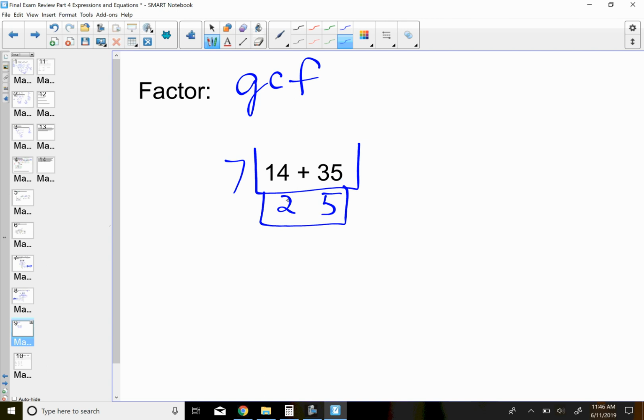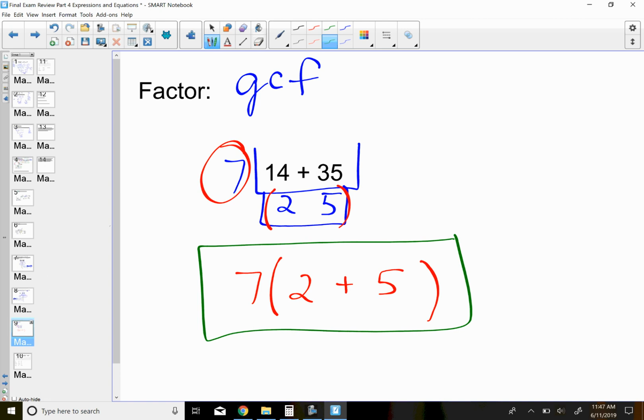Now 2 and 5 are both prime. There's nothing else they both share besides a 1. And if I'm going to put a 1 out here, it's not going to do me any good. It doesn't change the values. So the GCF is just the greatest number I take out front. So the GCF, if I factor this, I have a 7. Now to factor it is to write what's left over, this piece right in here, 2 plus 5. Because now this is my answer: 7 times the sum of 2 and 5.